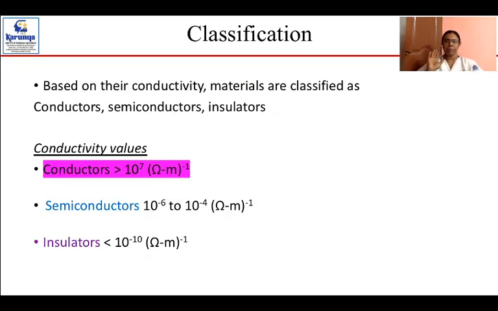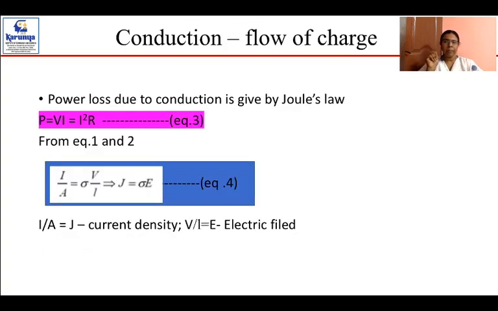electrical property. Now, these are the conductivity values of some of the materials, say conductors. It could go up to 10 power 7 ohm meter, the whole power minus 1. For semiconductors, it could be 10 power minus 6 to 10 power minus 4, and for insulators, it is greater than 10 power minus 10. So see, the value of conductivity is high for conductors, obviously, which are the prominent charge carriers.